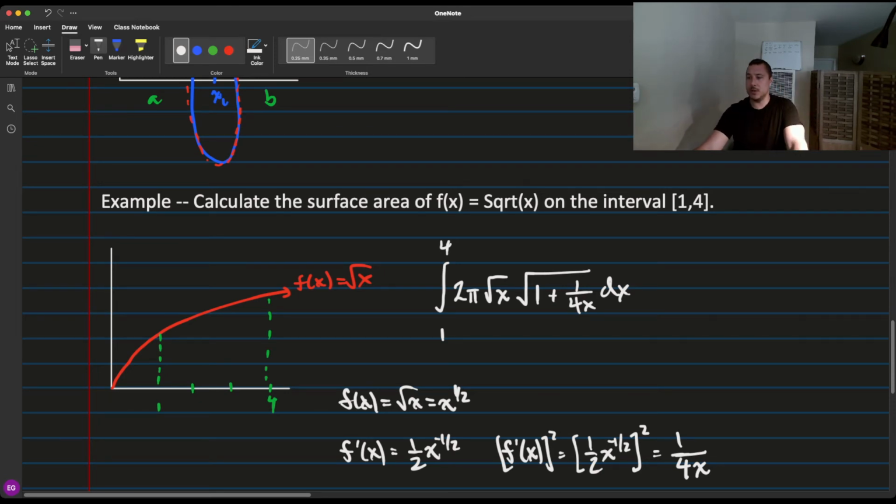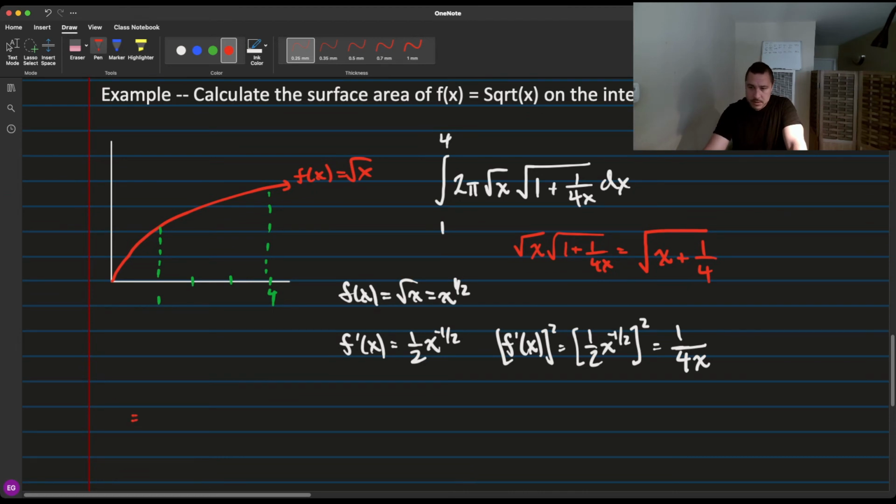Let's distribute in that square root. So when you do square root x times the square root of 1 plus 1 over 4x, you get the square root of x plus, and when you multiply that x in, they'll cancel, so x plus 1/4. So you get the integral from 1 to 4 of 2 pi square root x plus 1/4 dx, which we can then solve with a u substitution.